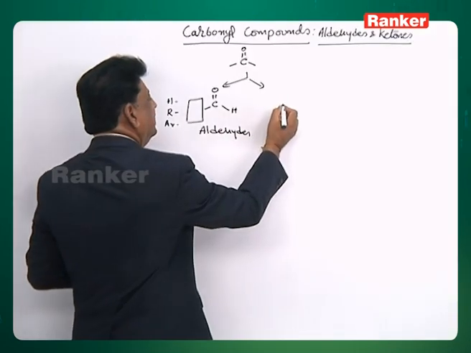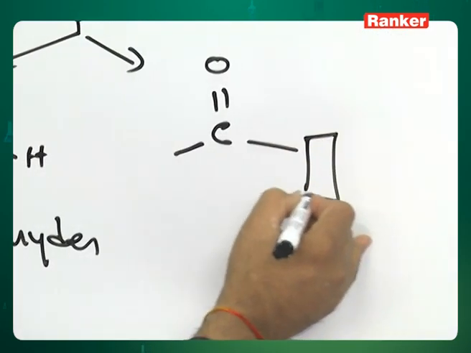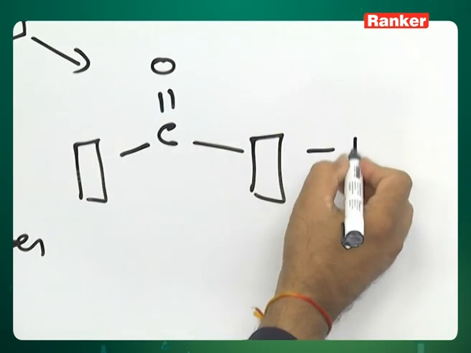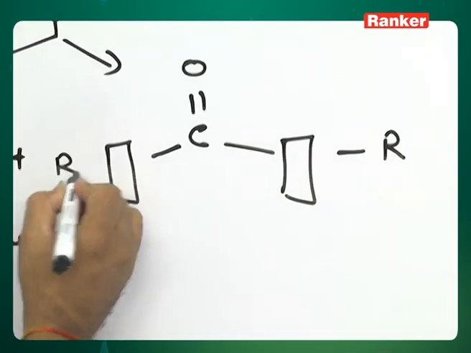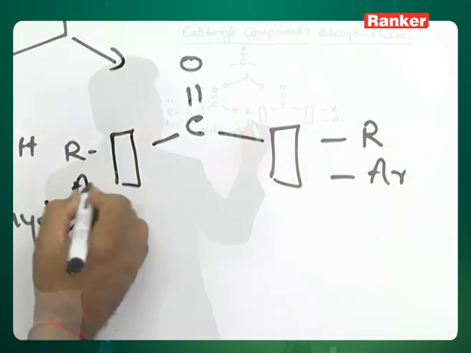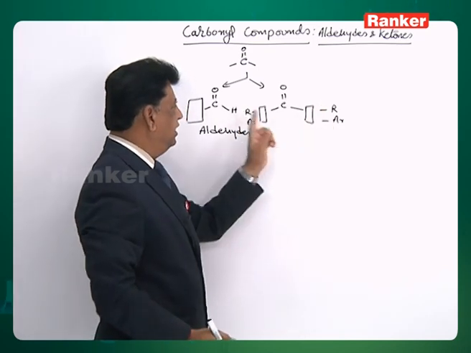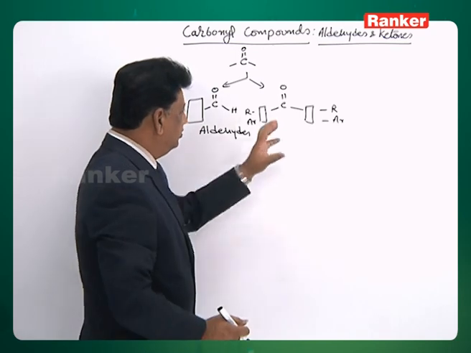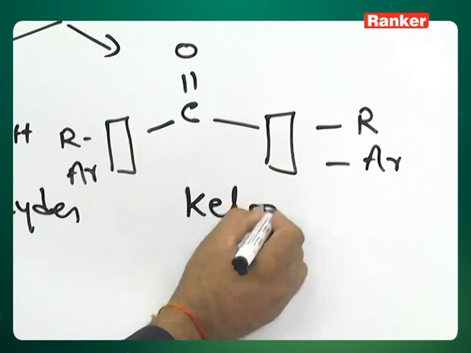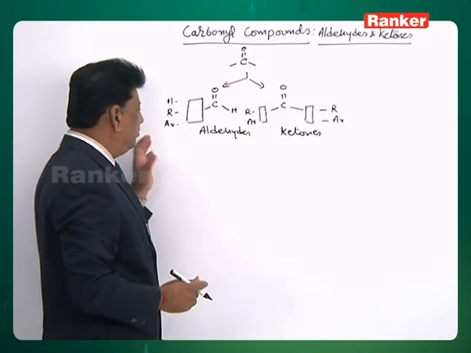The other type of compounds are the carbonyl compounds that have options on both sides, but the option is not hydrogen. You can have either alkyl group, or alkyl and aromatic, or aromatic and aromatic. That means you can have two alkyls, two aromatics, or one alkyl and one aromatic. So, all these compounds come under the ketones. So, ketones will not have a hydrogen. If hydrogen is there, they come under the aldehydes.